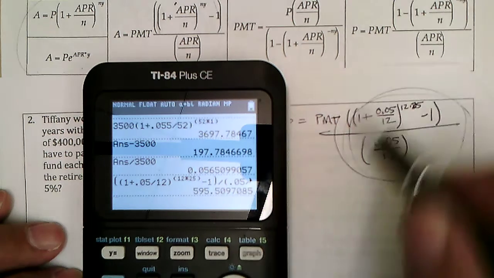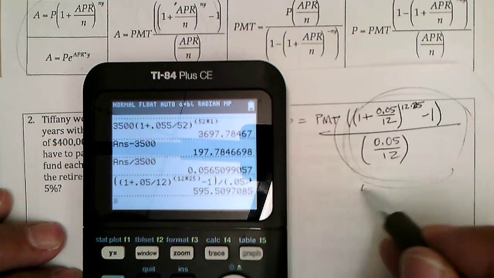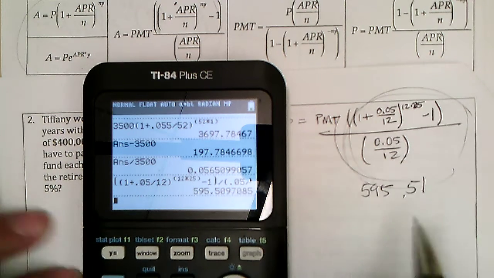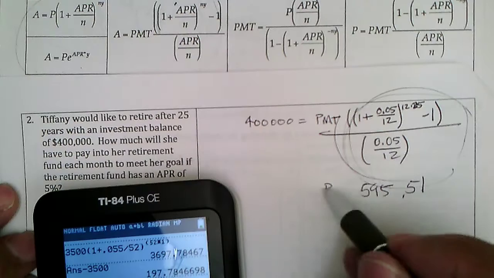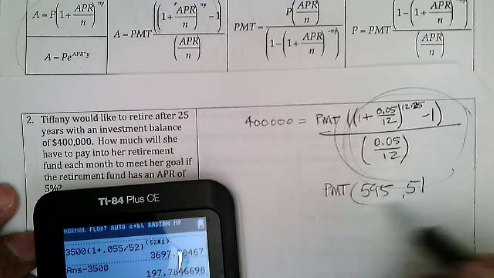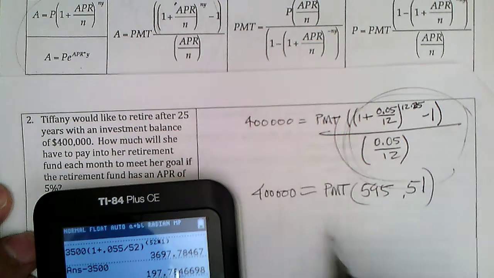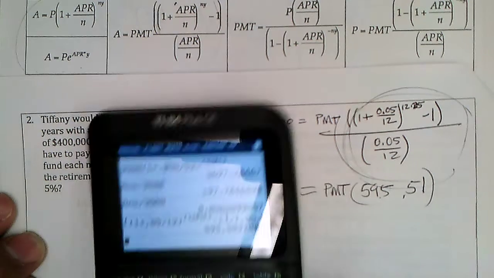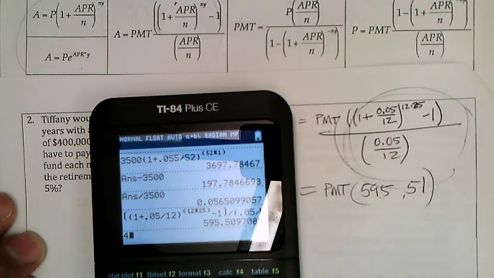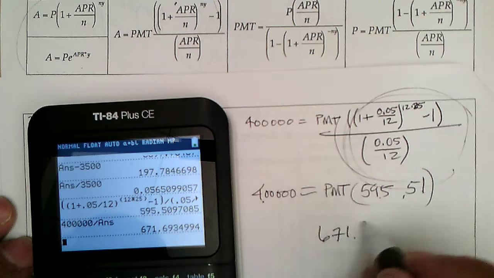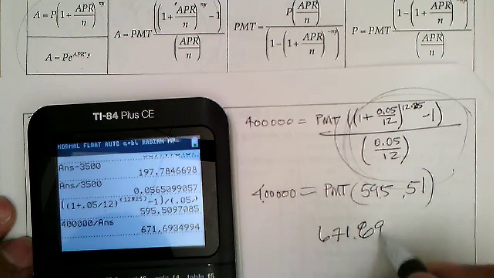So this number is 595.51. And that's times the payment. And that has to equal 400,000. So I'm going to take 400,000 divided by that number. And I get the payment is $671.69.